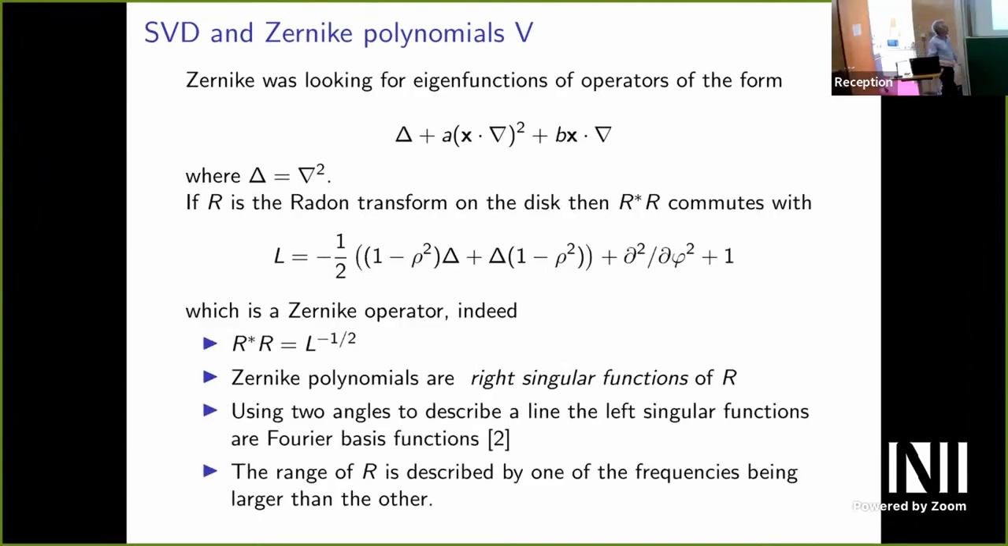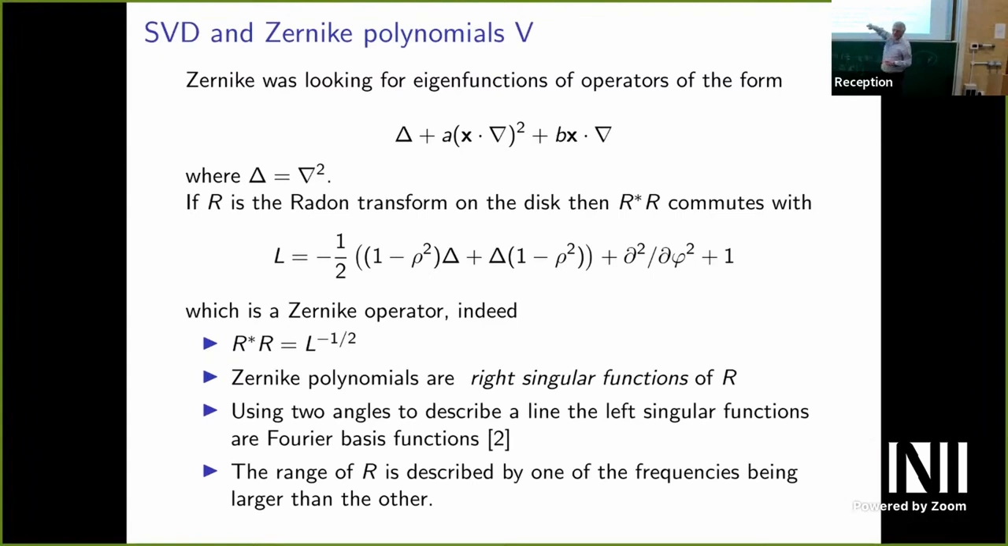And so Zernike had an idea. He wanted to represent lenses. He was looking for eigenfunctions of operators like this, the Laplacian, plus a term in the direction of x. So it's this not-quite-Laplacian PDE on the disk, which has a nice form in polar coordinates. And Zernikes are the eigenfunctions of that. In fact, they're eigenfunctions of two parts of it separately. If you do it in polar coordinates, they're obviously eigenfunctions of d squared by d angle squared, because they're just a Fourier basis in angle. And then this is the radial part.